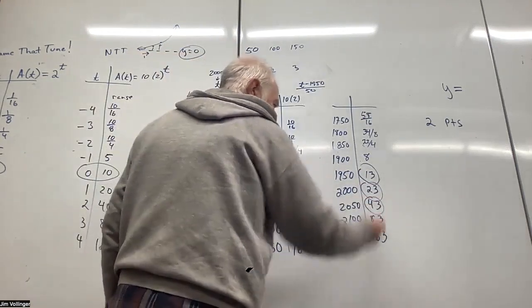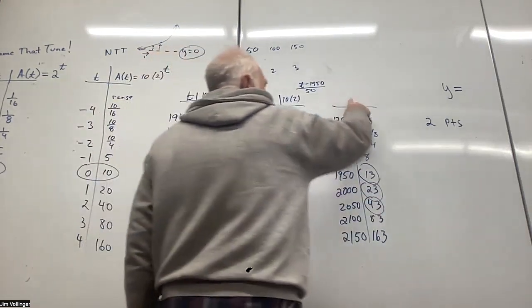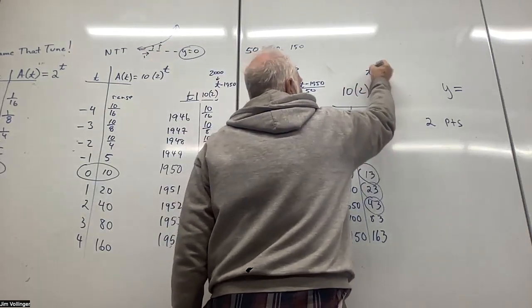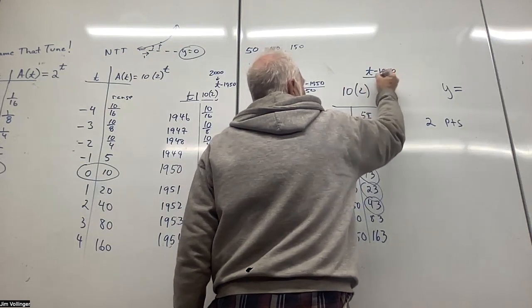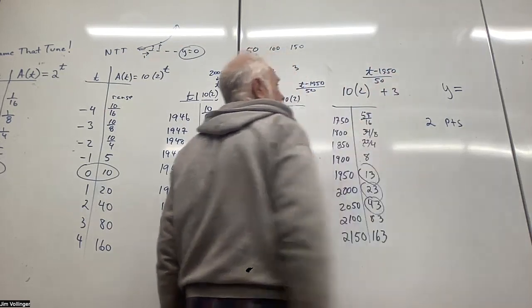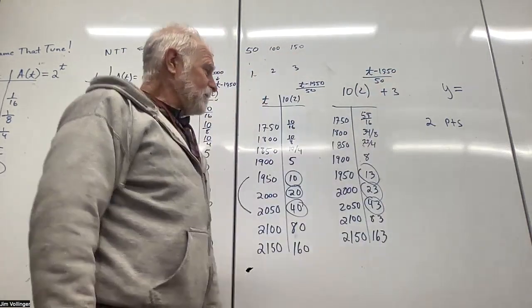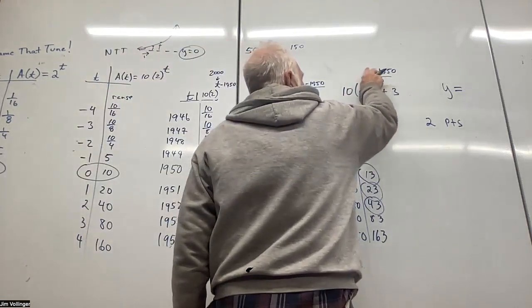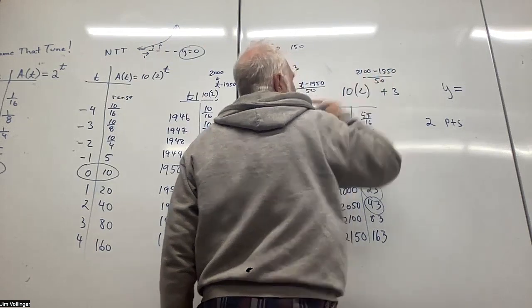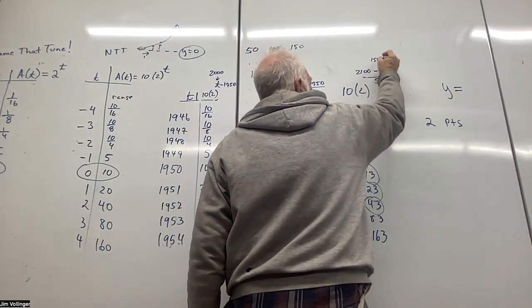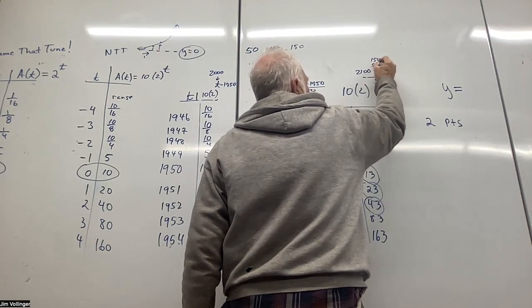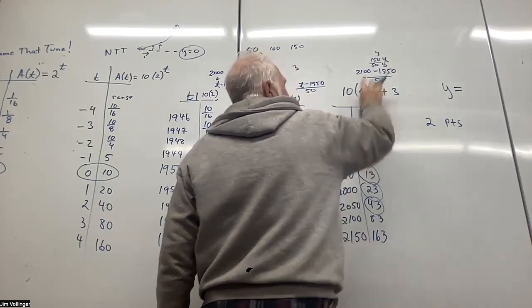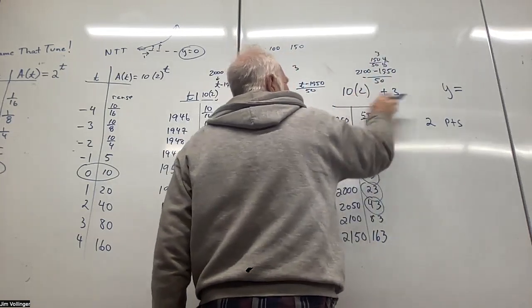Oh, so you're saying I could have written this calculation as 10 times 2 to the t minus 1950 over 50, plus 3? That would get me all of these numbers? Let's check 2,100. 2,100 minus 1950, that's 150 years, divided by 50 years. Years cancel. 150 divided by 50 is 3. 2 to the 3 is 8 times 10 is 80, plus 3.